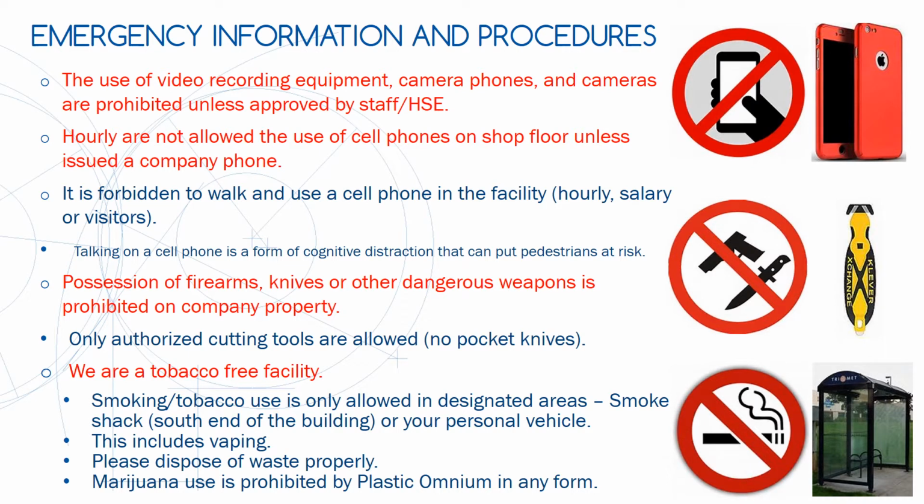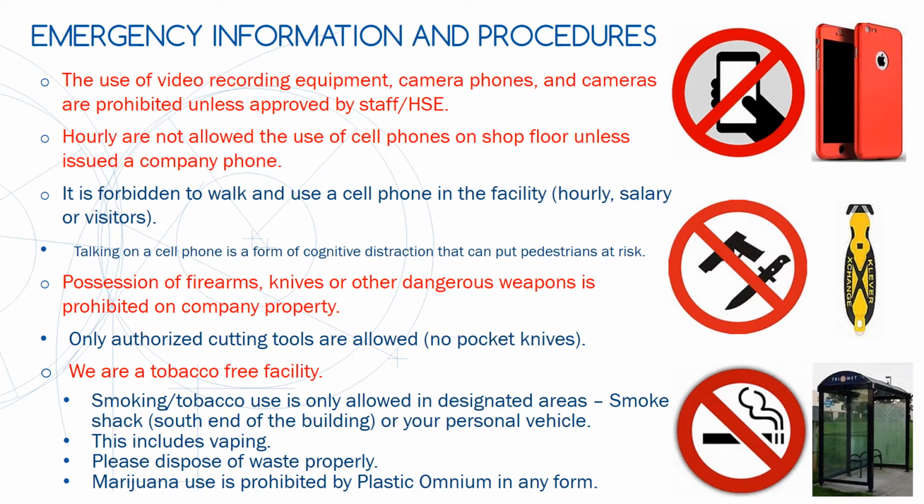Emergency information and procedures. The use of video recording equipment, camera phones, and cameras is prohibited unless approved by staff or HSE. Hourly employees are not allowed the use of cell phones on the shop floor unless issued a company phone. It is forbidden to walk and use a cell phone in the facility. This includes all hourly, salary, or visitors. Talking on a cell phone is a form of cognitive distraction that can put pedestrians at risk.